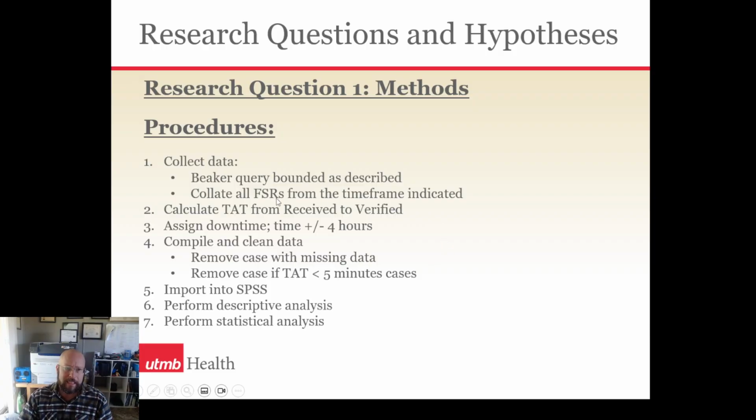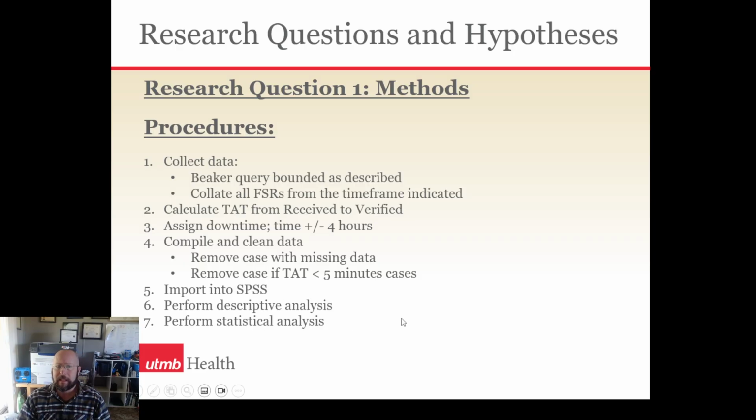So again, we collected that data and calculated the turnaround time, received versus received to verified. I intentionally excluded the collect to receive time because that is outside the scope of my research question. We compiled that data, which meant removing some cases with missing data. There were some cases with a turnaround time calculated at less than 5 minutes. We excluded those because those were likely deviations from the collect and receive data.